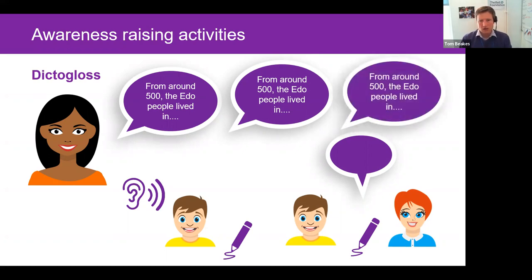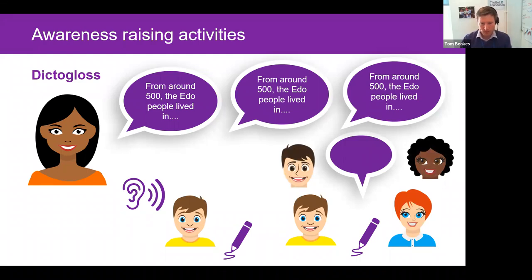And lastly, the teacher reads the text a final time, again, at normal speed. And you could get the learners to form a larger group to produce a final written version of the text. And of course, the aim is to get as close to the original as possible. And you would provide students with the model text at the end and they can check their version with the model.